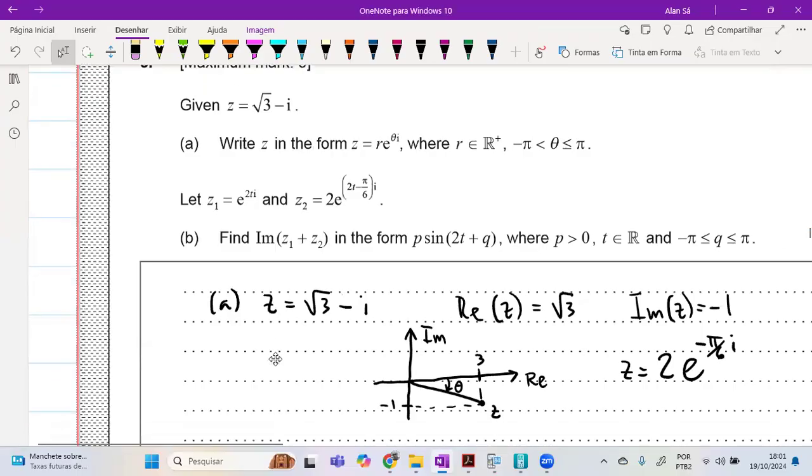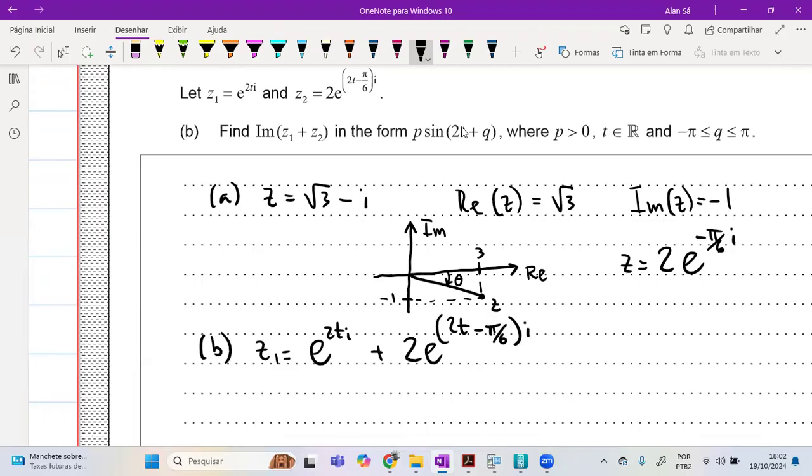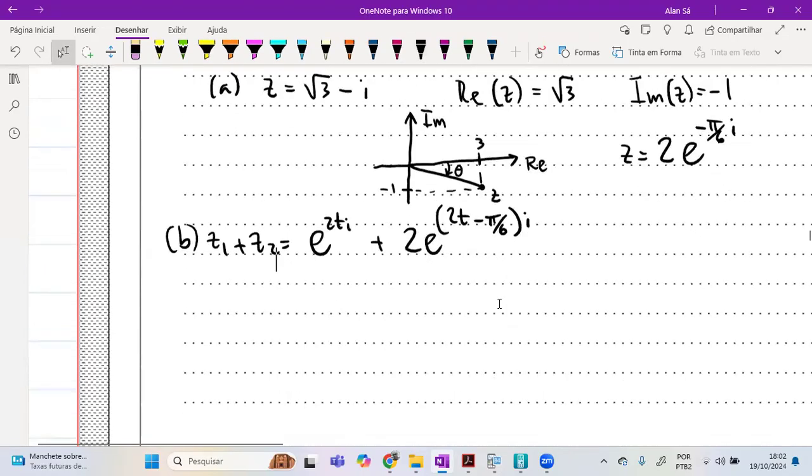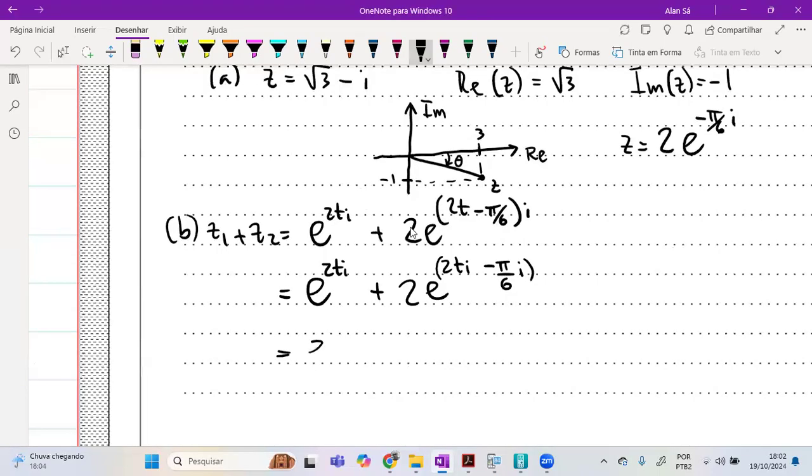Now to do part B, we want to find the imaginary part of z1 plus z2 in this form. What we have to do is add the two complex numbers, the two functions of t: e to the 2ti plus 2e to the 2t minus pi over 6 i. This is z1 plus z2. Then we are going to expand this complex number z2, so that we have e to the 2ti as a common factor. So it's going to be e to the 2ti plus 2e to the 2ti minus pi over 6 i, which can be written as 2e to the 2ti times e to the minus pi over 6 i.